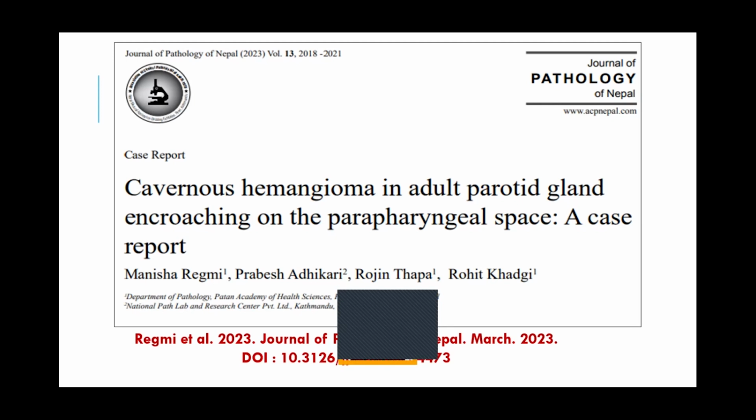So the topic of my case report was cavernous hemangioma in adult parotid gland encroaching on the parapharyngeal space, a case report that was published in Journal of Pathology of Nepal in the year 2023.